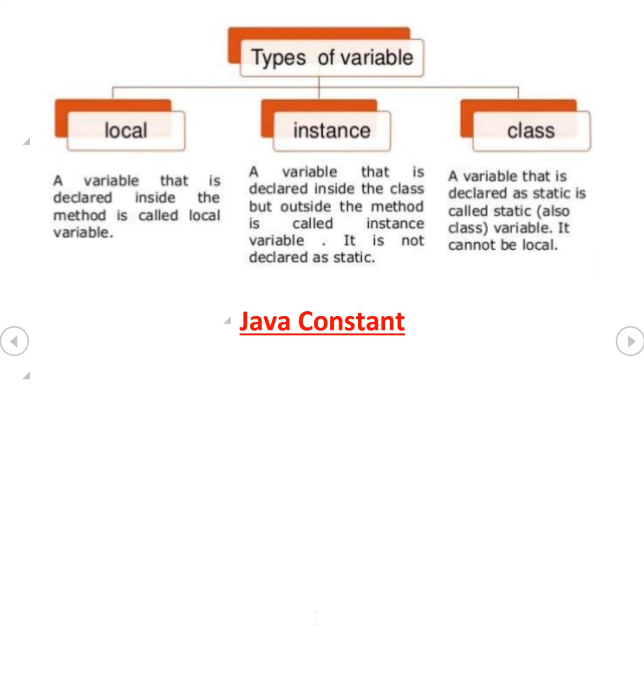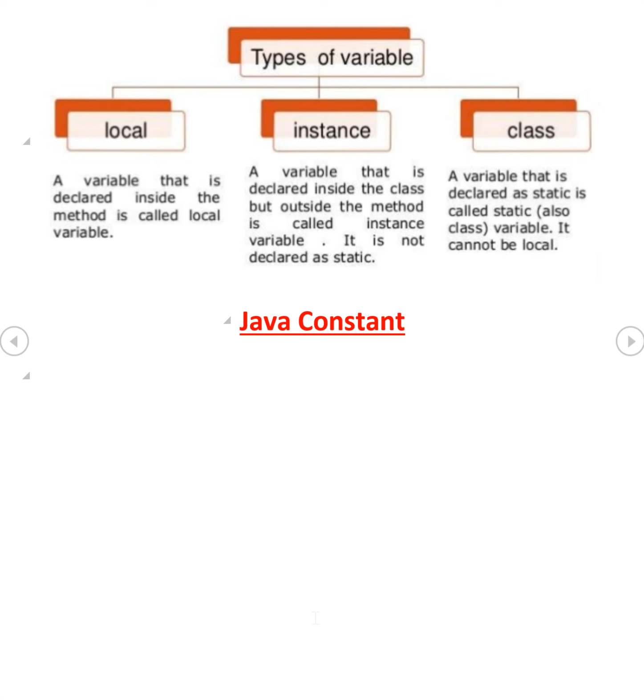Okay, next, as we discussed, a local variable will be created only inside the method, and an instance variable will be created inside the class, but it is not declared as static. But when we declare it as static, then it becomes a class variable, or we can say a static variable.